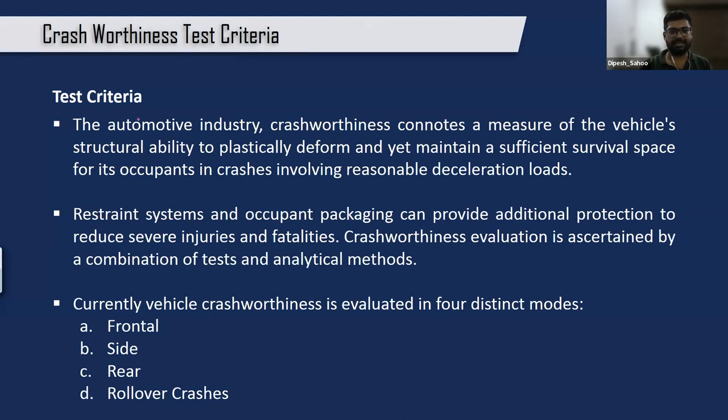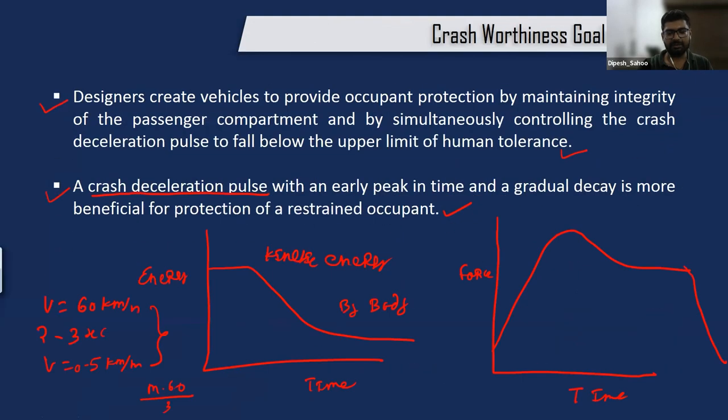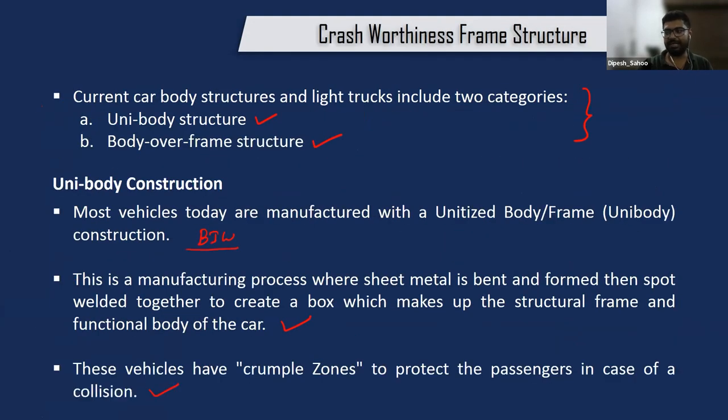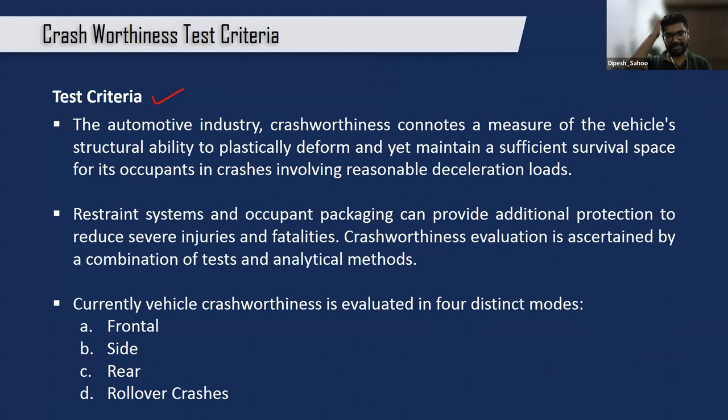Then let us know about the test criteria. We know how the vehicle is designed, the different types of body constructions, unibody and body-on-frame construction, the material, and then finally the test criteria. In the automotive industry, crashworthiness connotes a measure of the vehicle's ability to plastically deform and yet maintain a sufficient survival space for its occupants. Restraint systems and occupant packaging can provide additional protection to reduce severe injuries and fatalities. Crashworthiness is ascertained by a combination of tests and analytical methods.